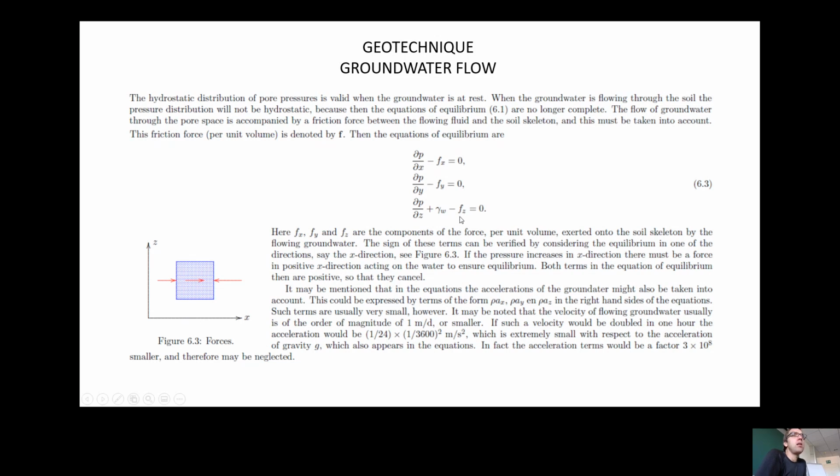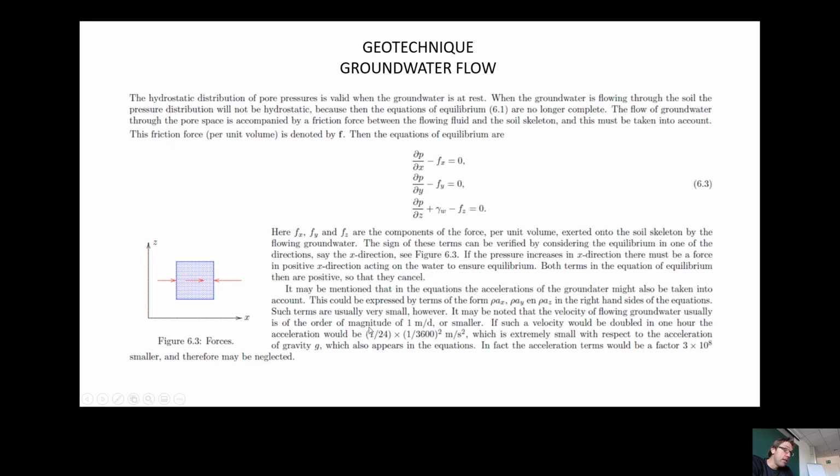and of course we have to introduce F theta in this third, in the vertical direction. Again, the component of the force per unit of volume defines definitely the difference between the previous case. And in particular, we have to consider what we already said, that the sign of this term has to be calculated by considering the equilibrium in one direction, for example, in figure 6.3. So both terms in the equation of equilibrium are positive, and so they can cancel.